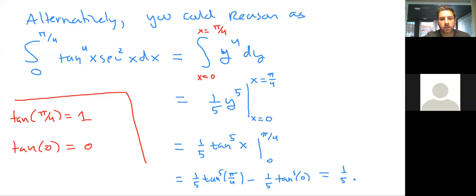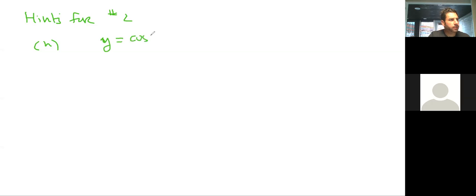Let me give you a couple hints before we go, because there's a couple tricky ones that might take some time for you to think. My advice is to not use these hints until you need them, but here are some hints for the tricky ones. So for example, h, set y equal to cosine.